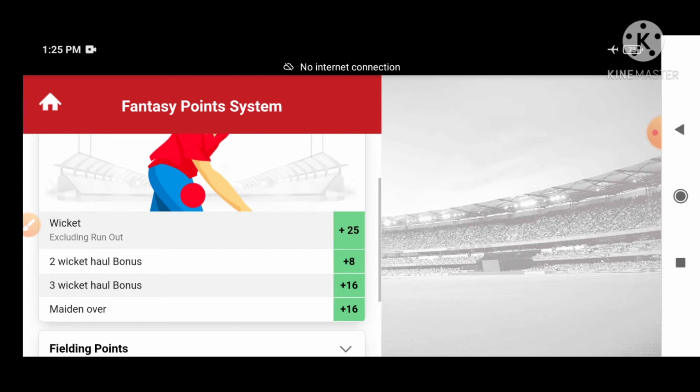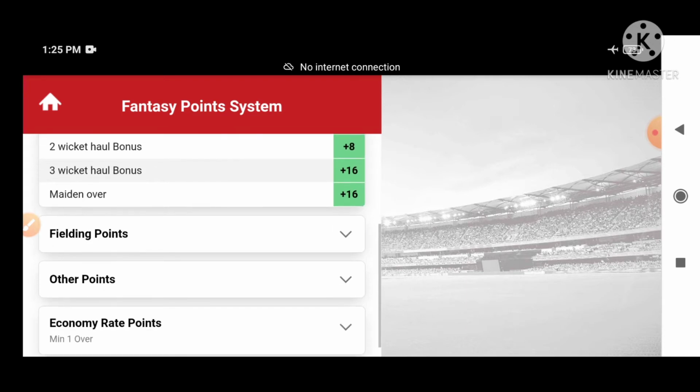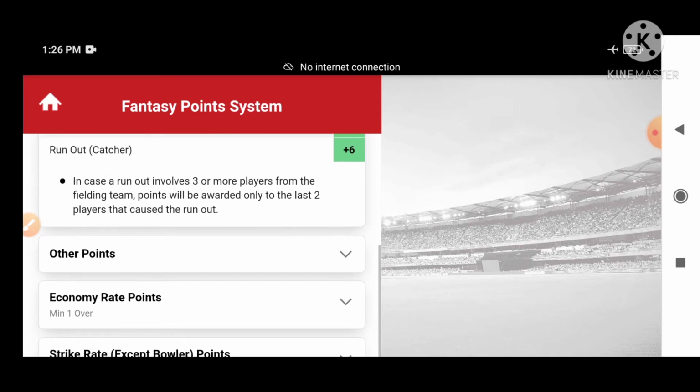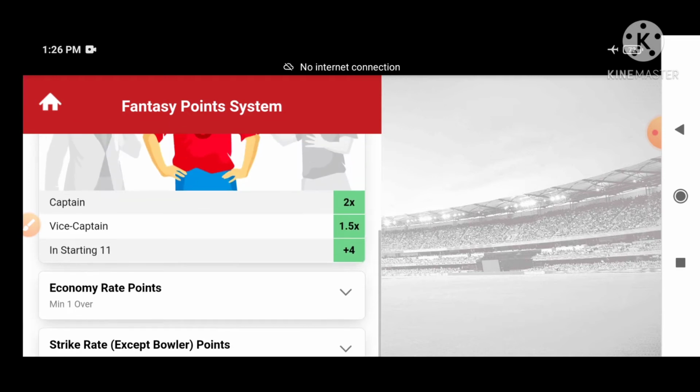Then coming to the fielding points. Catch is 8 points, stumping or run out is 12 points. Here you get the direct point for the run out or stumping, and there is no splitting of points. For a run out, the thrower gets 6 points and the catcher gets 6 points. The captain and vice captain points are the same here, and playing 11 is the same.